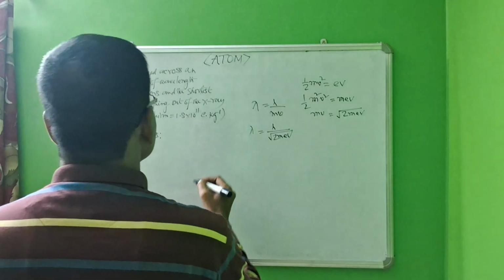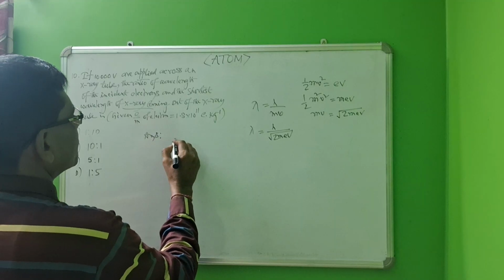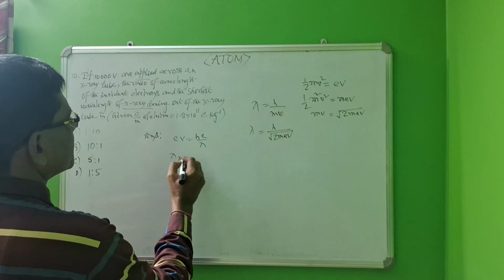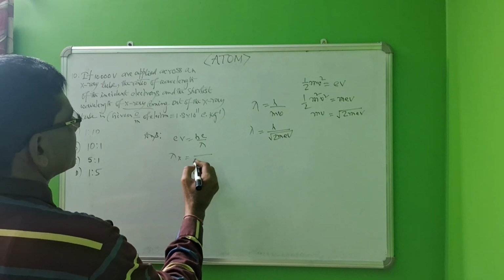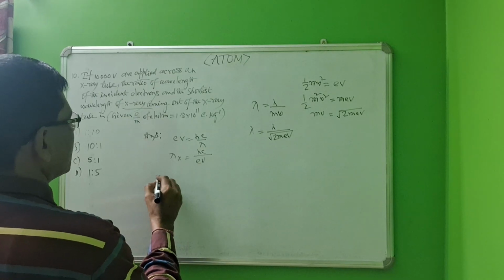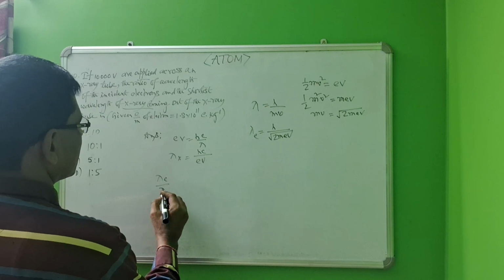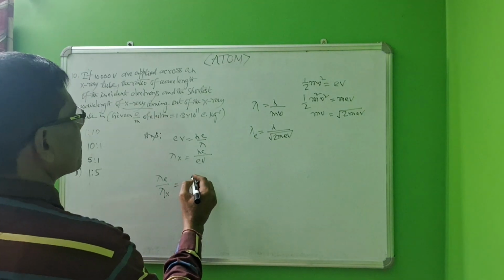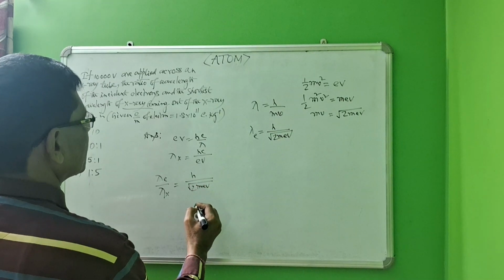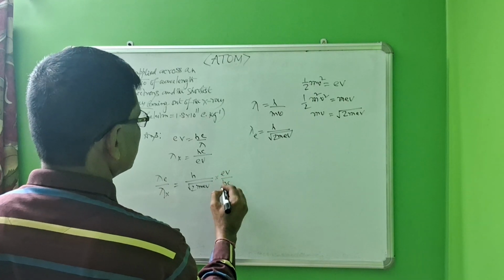Now the shortest wavelength of X-ray coming out, for which we get eV equals hc by lambda. So lambda x equals hc upon eV. So lambda of electron, lambda e upon lambda x, equals h upon root over twice meV into eV upon hc.